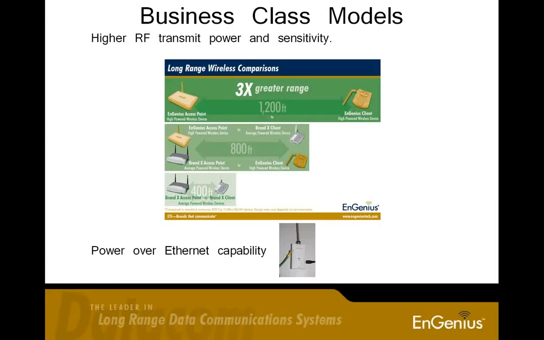Now we'd like to transition to our business class models. They have higher RF transmit power and sensitivity than the models we just mentioned. Also in our business class models is the added power over Ethernet capability. This allows you to deliver both data and power over a single Cat5 Ethernet cable.